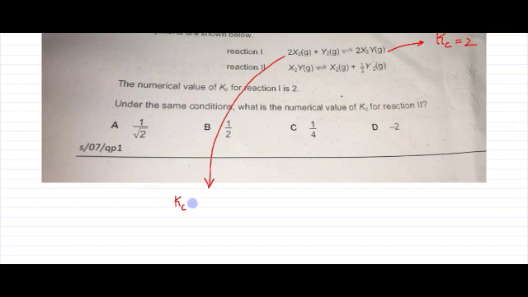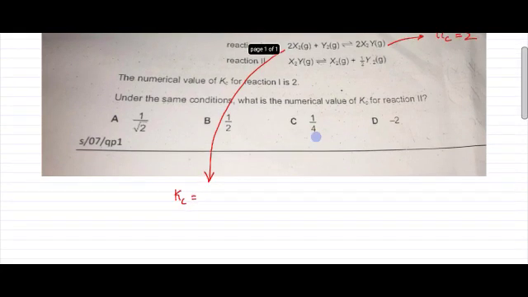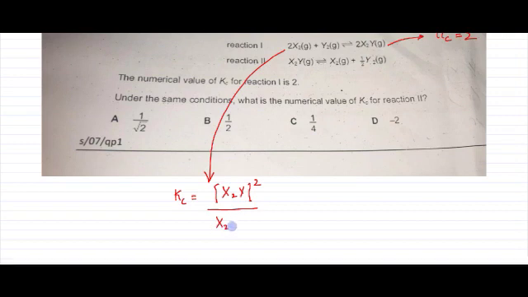The Kc expression for reaction number 1 is products over reactants. My product is X2Y and the coefficient is 2, so the concentration would be squared. I divide that by my reactants, which are X2 and Y2. X2 has a coefficient of 2, so it is X2 squared, and Y2 has a coefficient of 1, so it is Y2 to the power 1. And they've told us that this Kc has a value of 2.